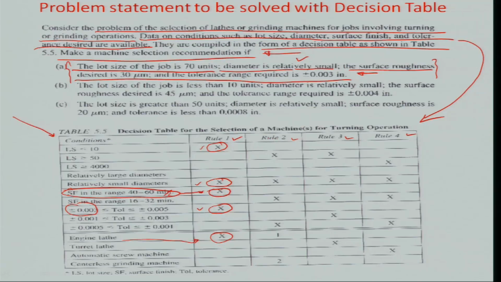There is also another rule 2 here, which says that if the lot size is greater than or equal to 50, and there are relatively smaller diameters of the shaft that you are producing, the surface finish is in the range of about 16 to 32 microns, and the tolerance happens to be in the plus 0.005 to 0.001 range, then you can actually have two conditions.